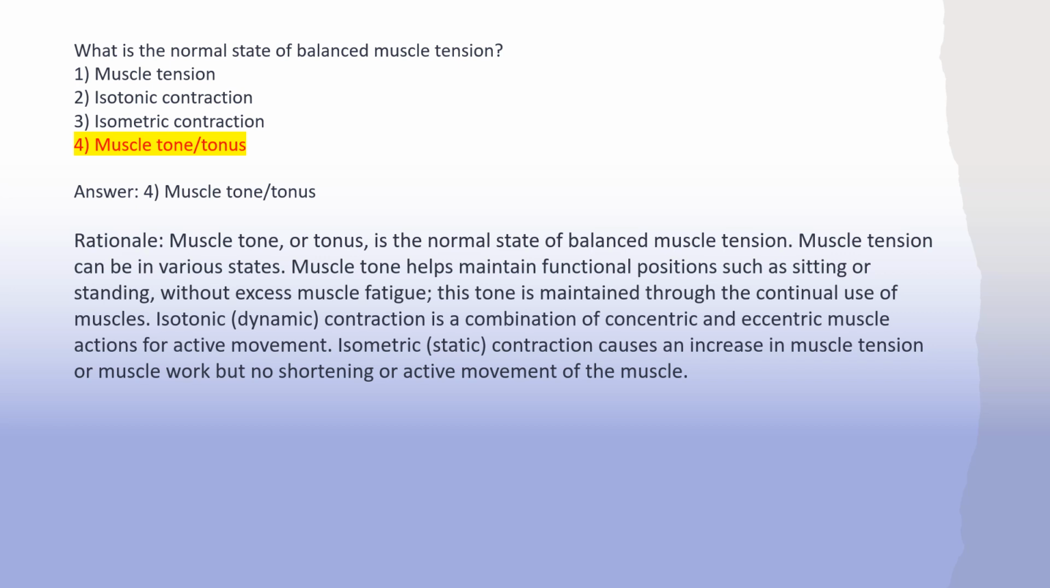Rationale. Muscle tone, or tonus, is the normal state of balanced muscle tension. Muscle tension can be in various states. Muscle tone helps maintain functional positions such as sitting or standing without excess muscle fatigue. This tone is maintained through the continual use of muscles. Isotonic dynamic contraction is a combination of concentric and eccentric muscle actions for active movement. Isometric static contraction causes an increase in muscle tension or muscle work but no shortening or active movement of the muscle.